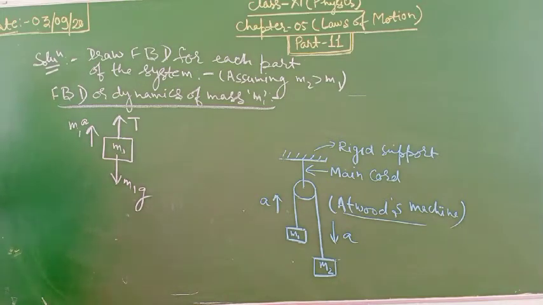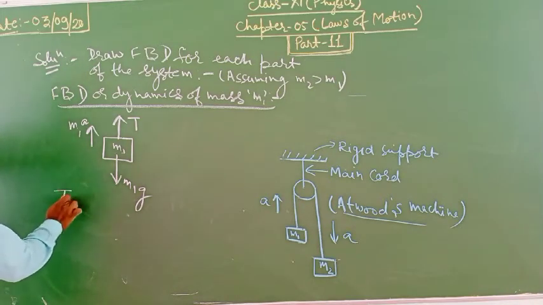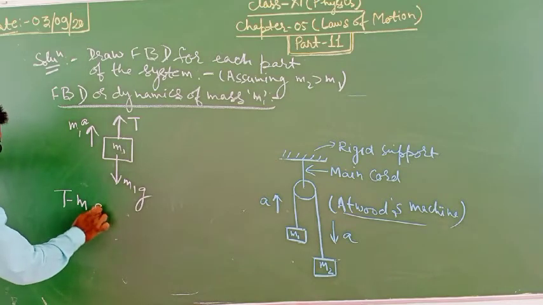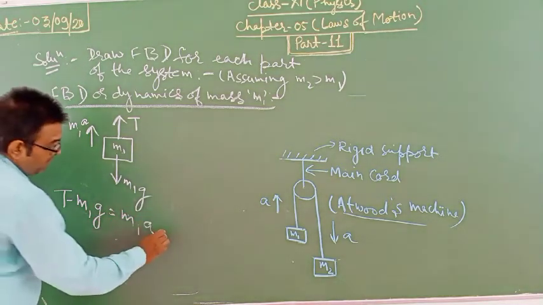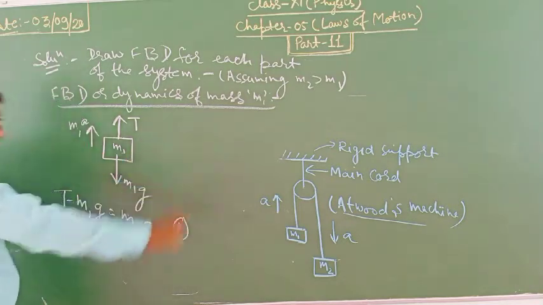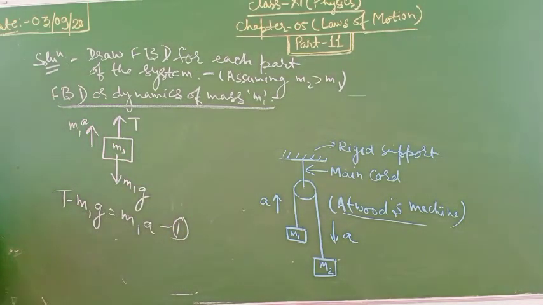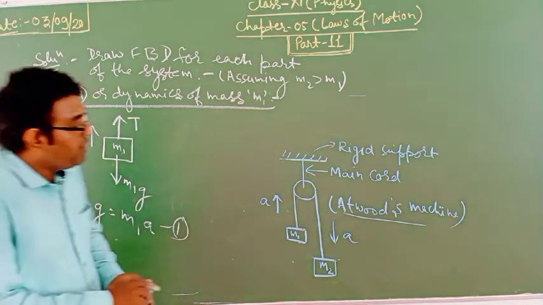We can write it as T minus M1G is equal to M1A. Mark it as equation 1. This is the free body diagram for mass M1. Now the free body diagram for mass M2.